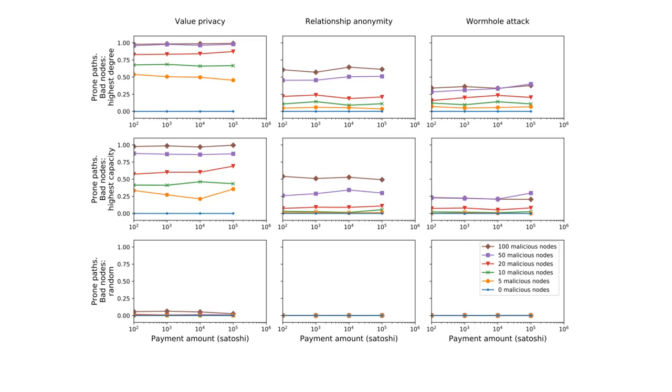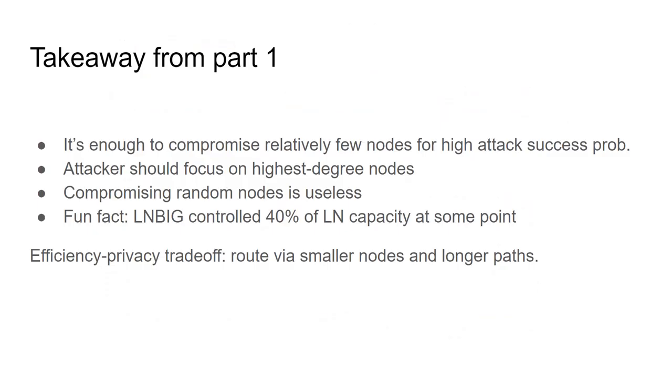It matters most whether intermediary nodes are well connected, and regular payments, which are not very large in terms of satoshis, will flow through intermediary nodes with the highest connectivity rather than the highest total capacity. So the takeaway from part one is that it's enough to compromise relatively few nodes. Even 100 nodes is around 2% of the size of the whole network. And the attacker should probably focus on highest degree nodes rather than highest capacity nodes. Of course, compromising random nodes is more or less useless, as we have shown with the data.